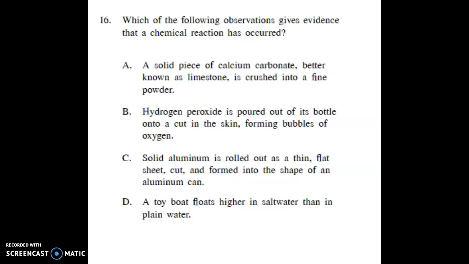Question 16. Which of the following observations gives evidence that a chemical reaction has occurred? A. A solid piece of calcium carbonate, better known as limestone, is crushed into a fine powder. B. Hydrogen peroxide is poured out of its bottle into a cut in the skin, forming bubbles of hydrogen. C. Solid aluminum is rolled out as a thin, flat sheet, cut and formed into a shape of an aluminum can. D. A toy boat floats higher in salt water than in plain water.